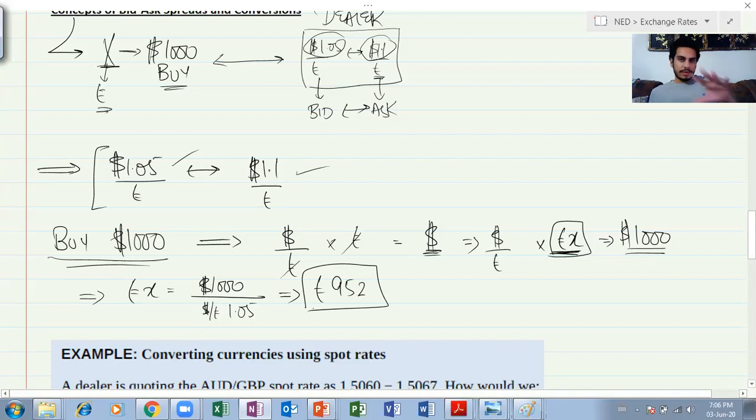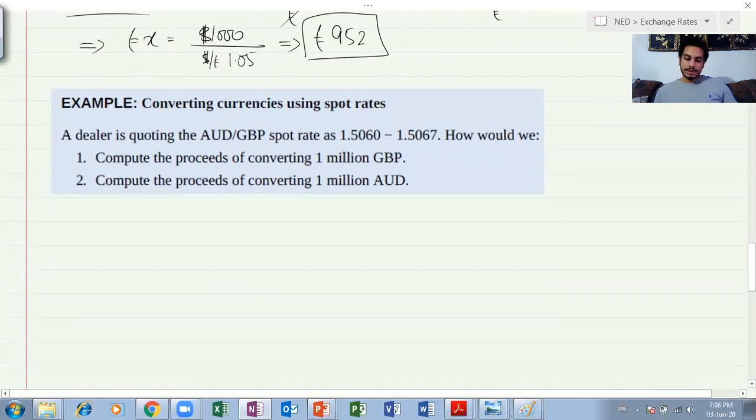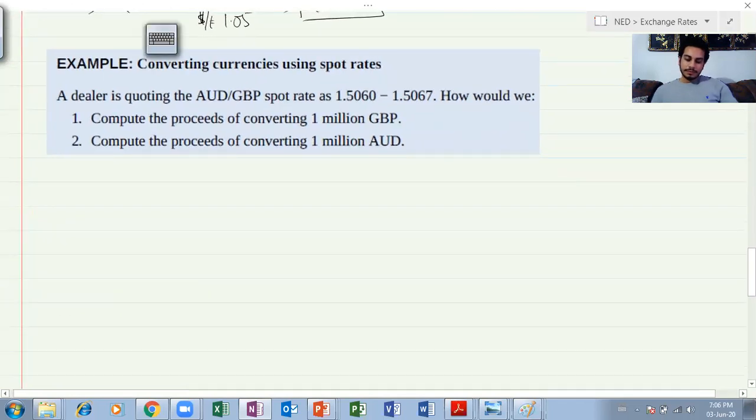So we're going to do some conversions over here. Not to worry right now. If you don't understand, we're going to do more conversions. So you get the basic idea behind how we convert, because it's at times very confusing. So let's use this. You have an example over here.